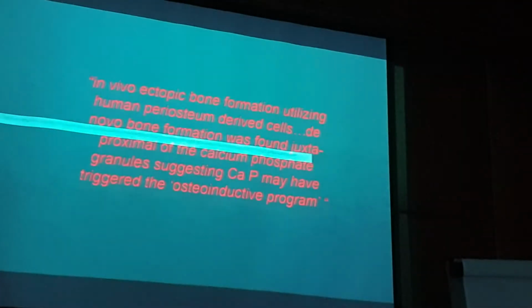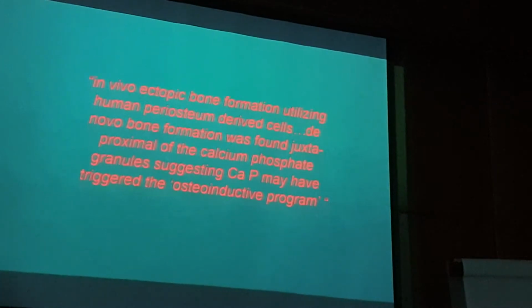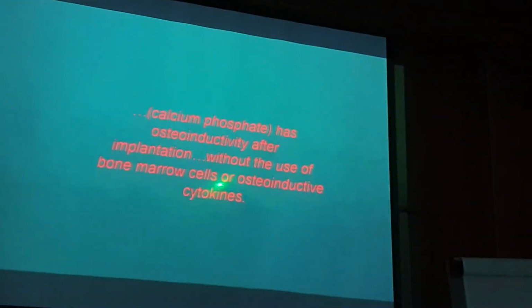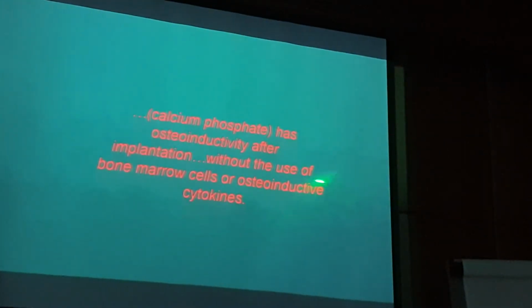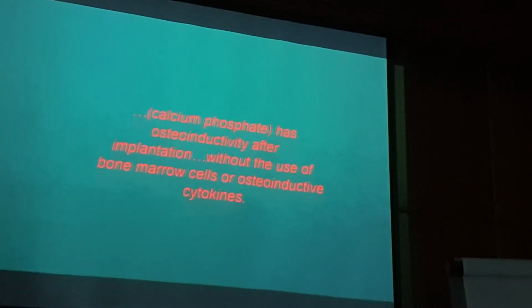A clinically relevant model of osteoinduction, process requiring calcium phosphate. Ectopic bone formation, material growing outside of bone, was found next to calcium phosphate granules, suggesting that calcium phosphate may have triggered the osteoinductive program, the release of free ionic calcium. Next paper, osteoinduction with highly purified beta TCP, dog dorsal muscle. Again, without the use of bone marrow cells or osteoinductive growth factors, osteoinductivity in muscle with calcium phosphate.